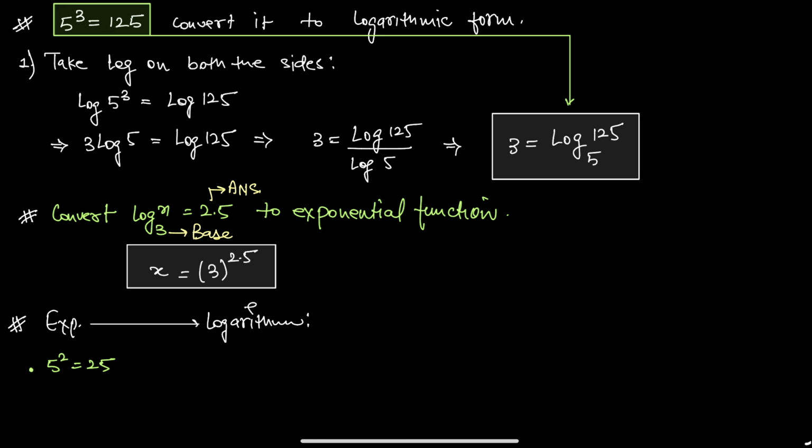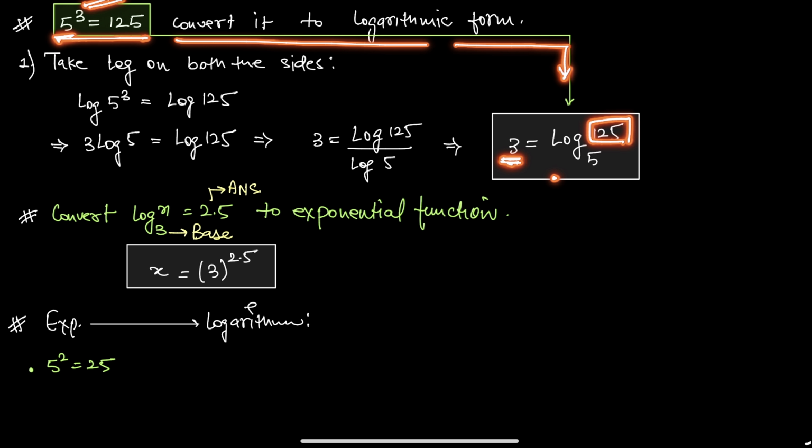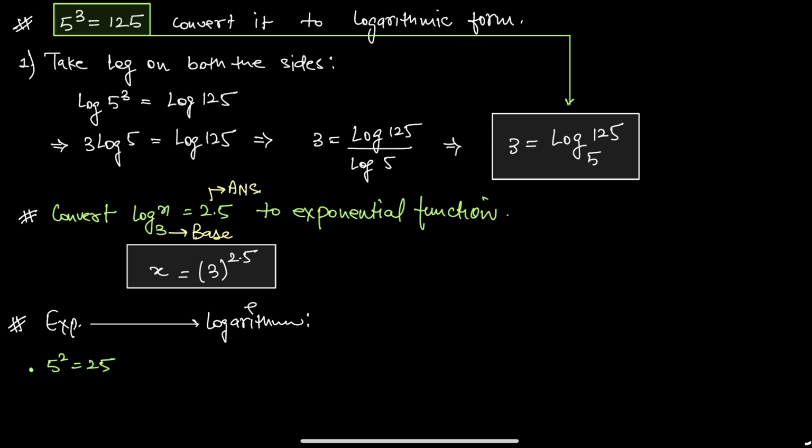So we can easily see that 5 raised to the power 3 is equals to 125, and when we convert it to logarithmic form, we can see that your power becomes answer, your base remains base, and this 125 will remain as it is. Okay, so applying the same concept over here in this particular question, we can write it as log of 25 with base 5, and on the right hand side we will get 2.